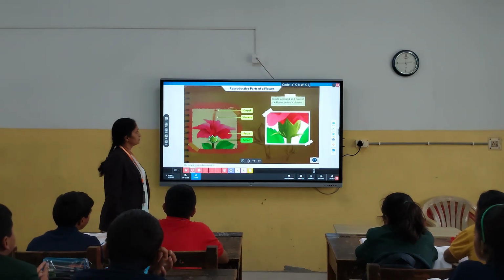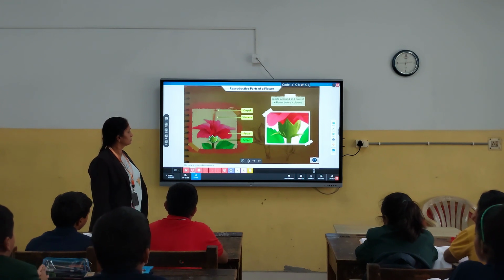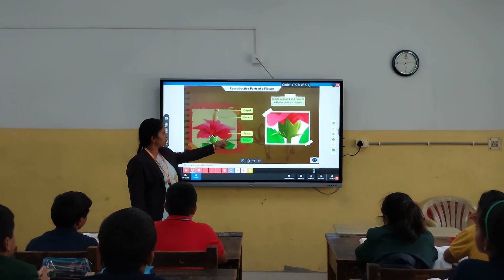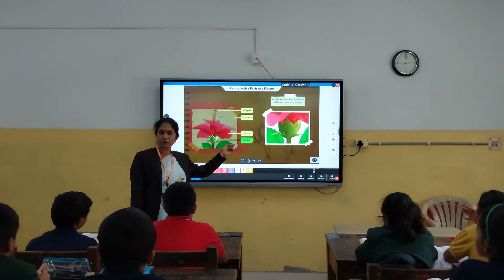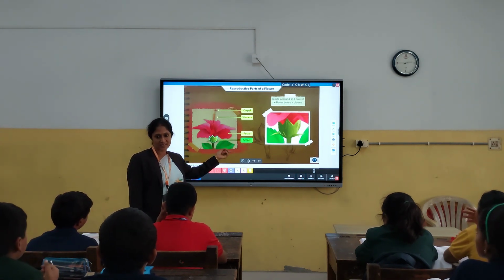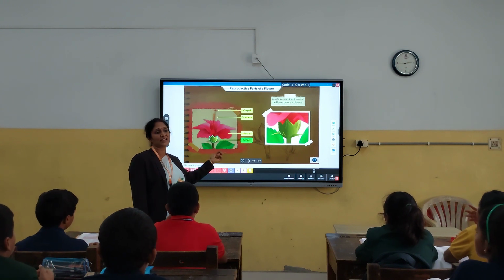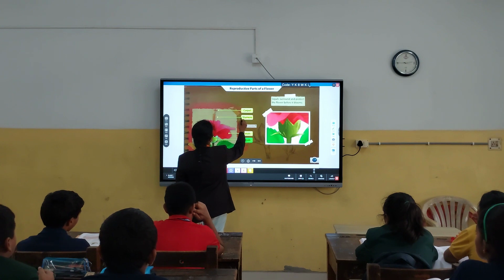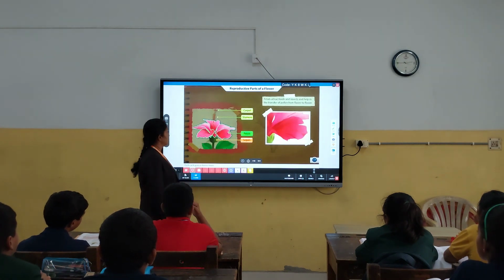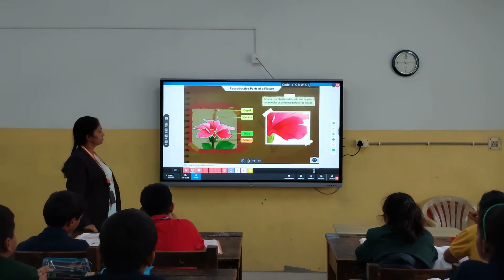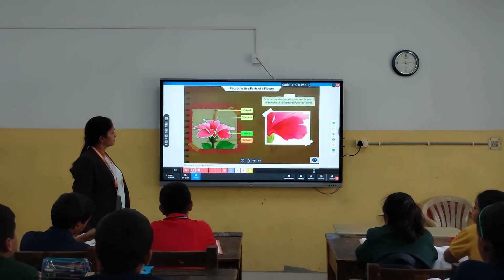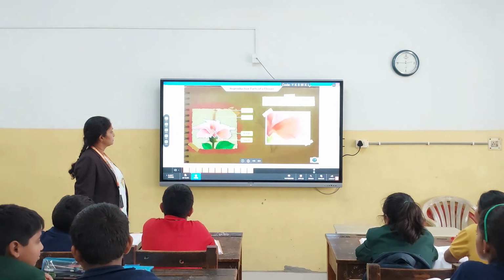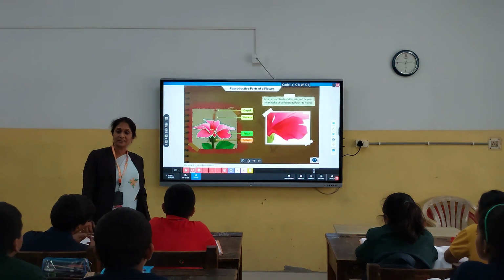Sepals are leaf-like structures that surround and protect the flower before it blooms. Now you see the sepals are green in color. So photosynthesis happens there? Yes. So whichever part of the plant is green in color, photosynthesis happens there. Then next, petals. The brightly colored whorl of the flower attracts birds and insects and helps in the transfer of pollen from flower to flower. So petals attract the insects.